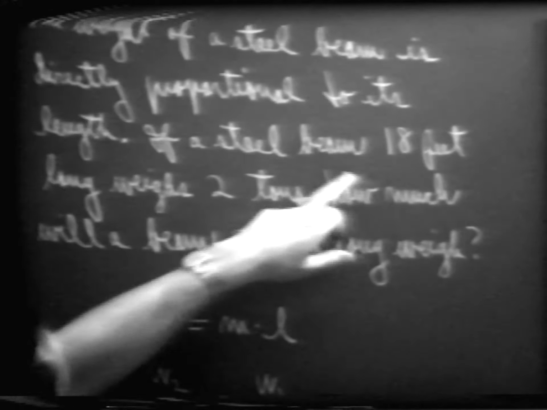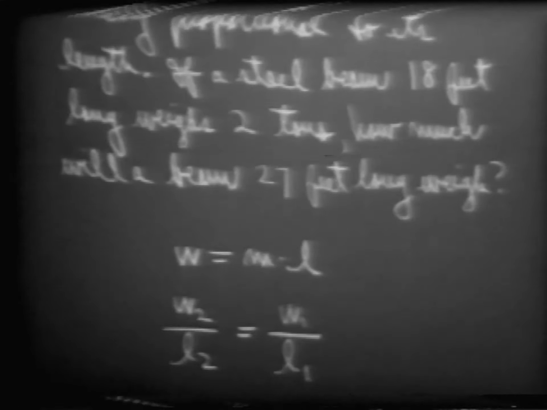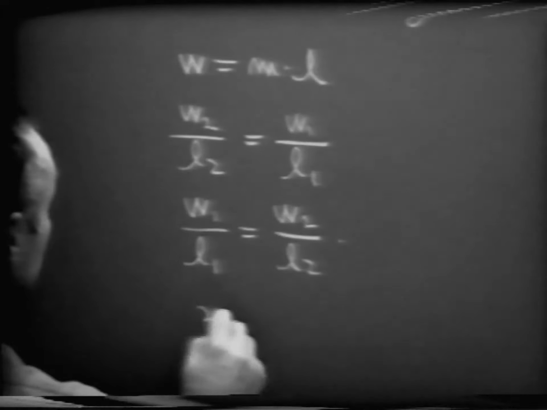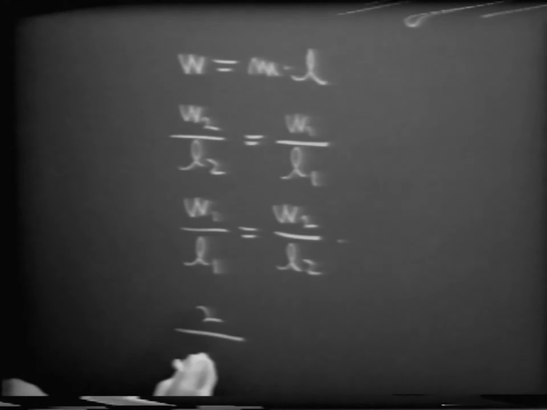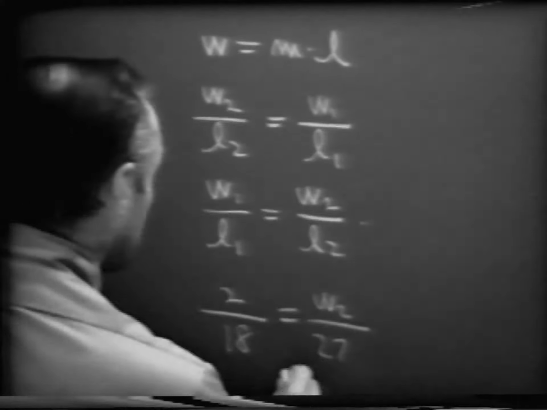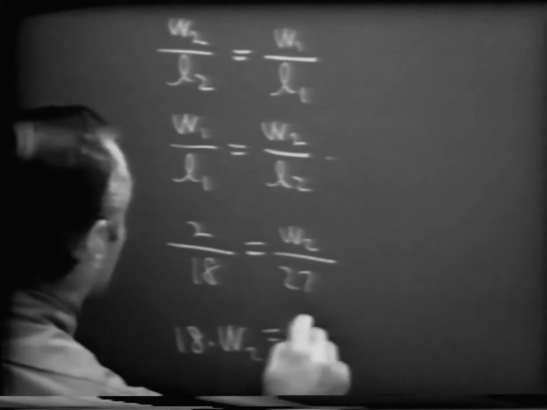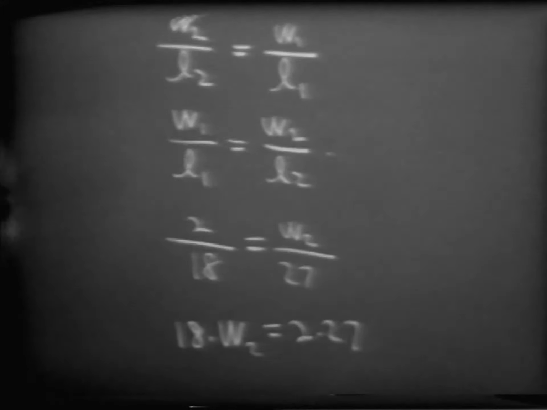If a steel beam 18 feet long weighs 2 tons, so let's think in terms of W sub 1 is 2, and its length is 18. As for W sub 2, how much will it weigh? There is some weight W sub 2 is to its length, which is 27. And of course, right here, you may think in terms of the product of the means is equal to the product of the extremes, okay?